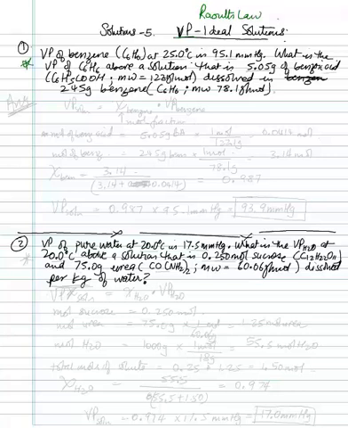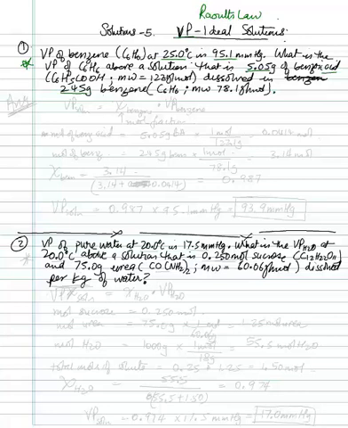The vapor pressure of benzene at 25.0 degrees Celsius is 95.1 millimeters of mercury. What is the vapor pressure of benzene above a solution that is 5.05 grams of benzoic acid, dissolved in 245 grams of benzene? The formula is given, the mass is given. So that's the problem given to us. A lot of data is given to us also.